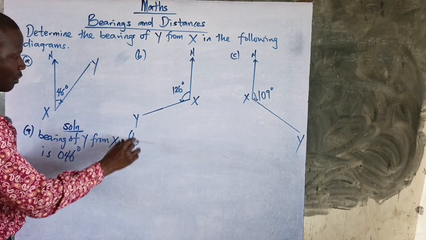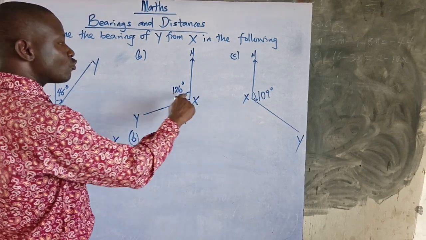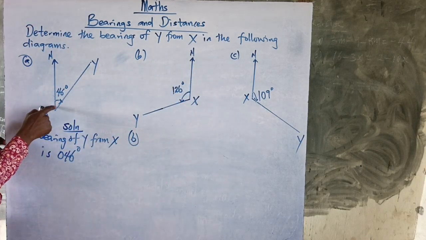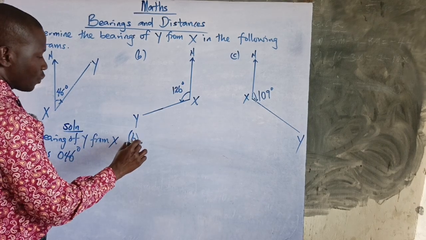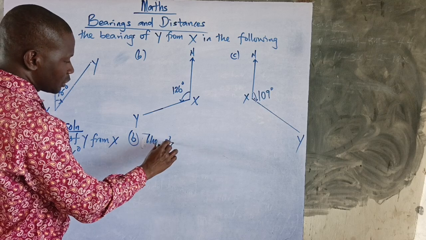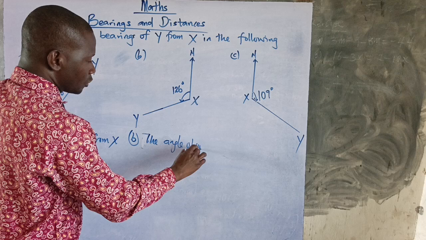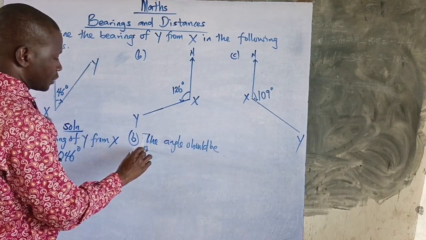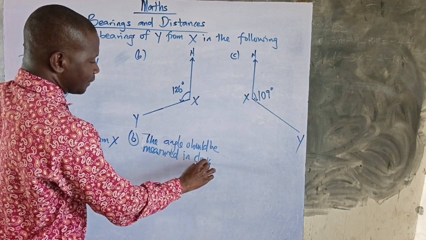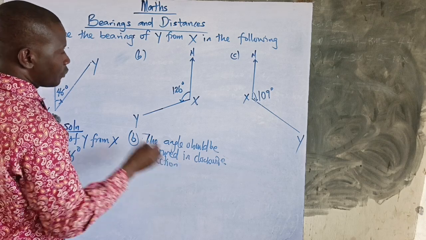Now, the second question we have here. We want to determine the bearing of y from x. We are going to measure the angle from the north in a clockwise direction. So the angle should be measured in the clockwise direction.